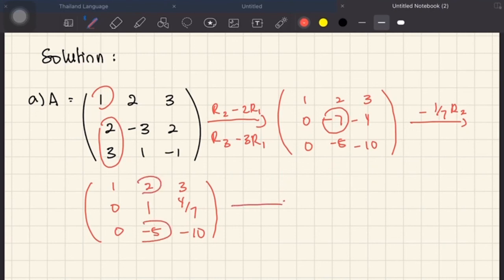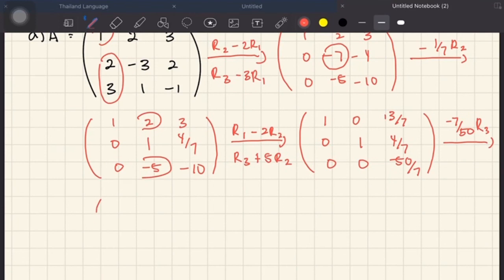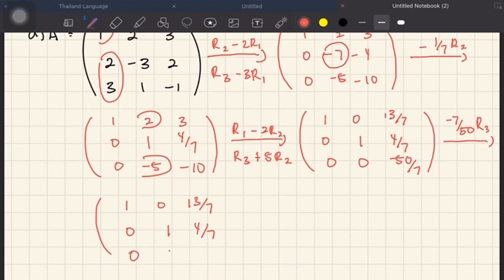So the operations that we need are R1 minus 2R2, R3 plus 5R2. Then the answer that we got is 1, 0, 13 over 7, 0, 1, 4 over 7, 0, 0, negative 15 over 7. And then for the final step, we need to multiply the third row by negative 7 over 15. Then the answer that we got, the first row remains the same, the second row also remains the same, and the third row we got 0, 0, 1.